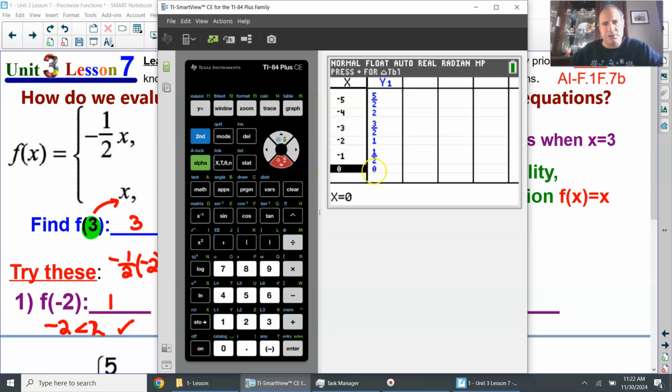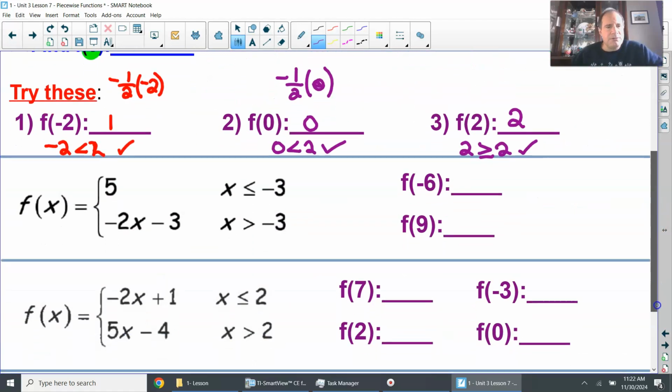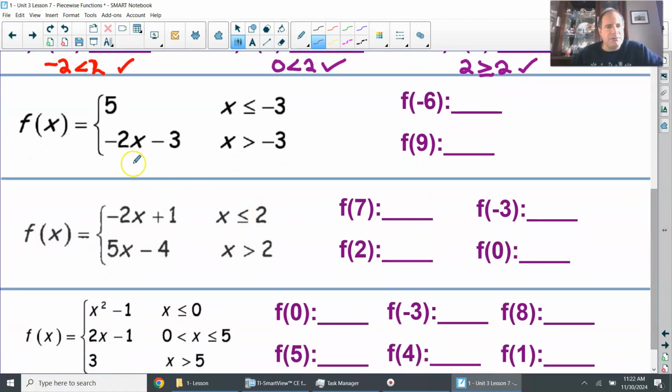Since I have that same function in, you get 0 as a return. X, Y. Input, output. Now 2. Which one does 2 go into? Well, x is greater than or equal to 2, so 2 is greater than or equal to 2. So that is yes. So we're going to put a check mark, and we're going to substitute it into here, which is 2. And that's it. So let's go down and see if we could do these.